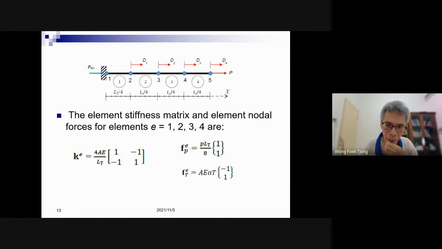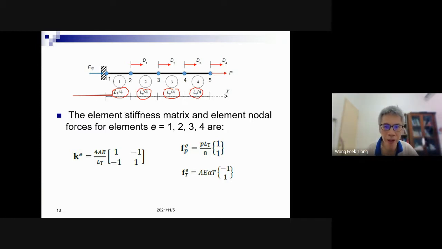This is also applicable for all elements because they have the same length. All elements in this problem have the same length. Of course, if there is some variation among the elements, you should compute for each element.